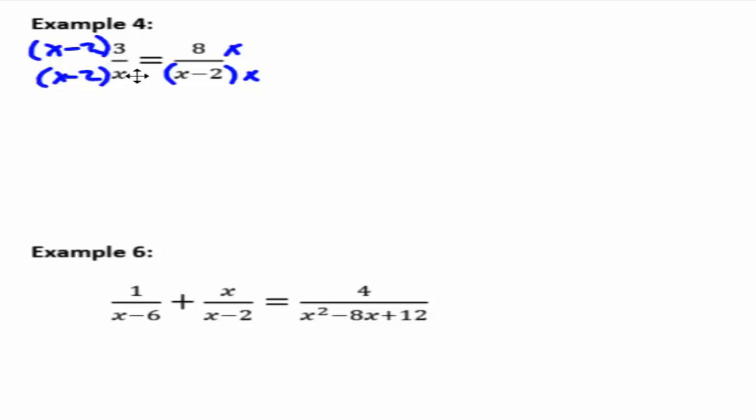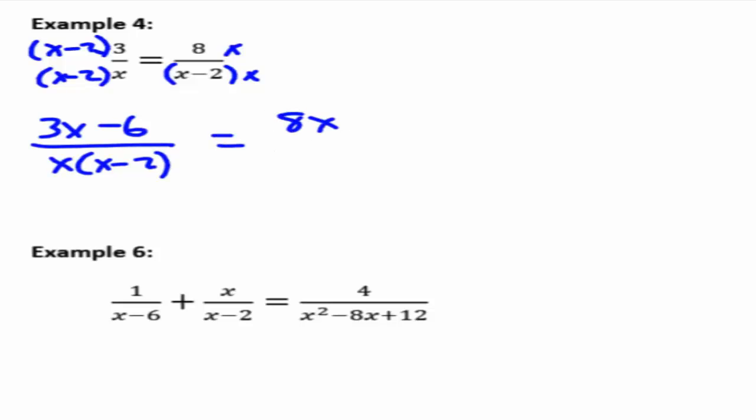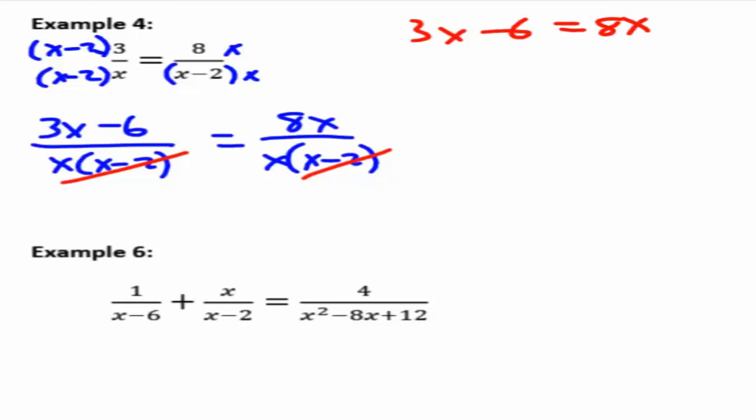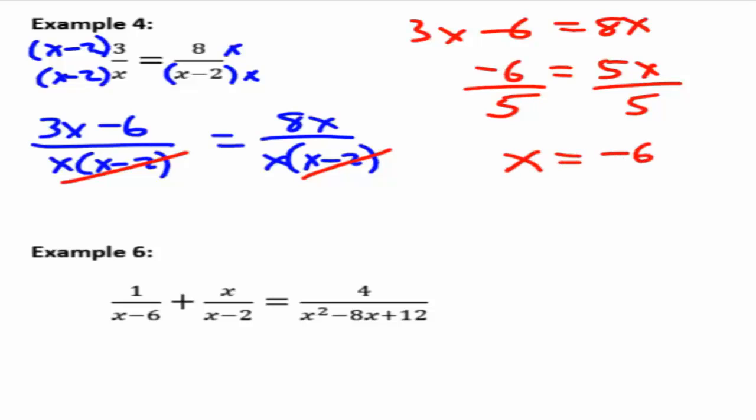All right, so here I have 3x minus 6. I'm going to distribute that right away. Over x minus 2 equals 8x over x minus 2. So I have a common denominator. I'm left with 3x minus 6 equals 8x. Subtract 3x. Negative 6 equals 5x. Divide by 5. X equals negative 6/5.